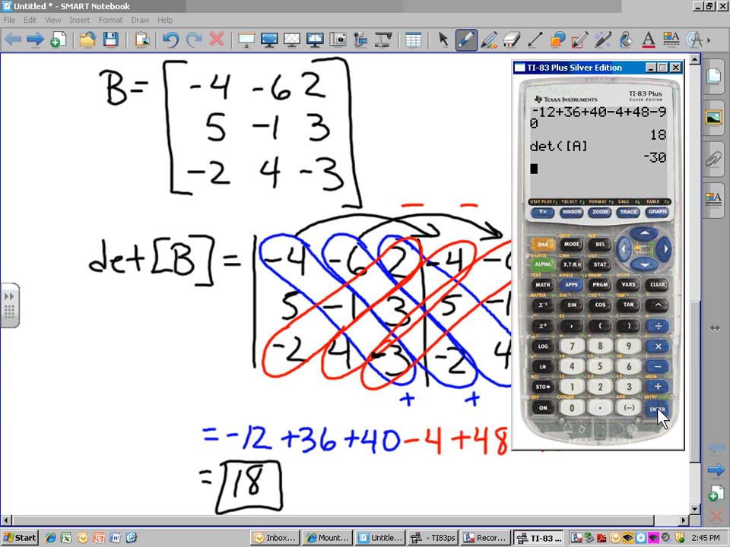And it says negative 30. Oh, that's not right, so I must have typed in something wrong. So let's see if we can find our mistake here. Matrix A, negative 4, negative 6, 2, 5, well, there it is. Right there. I had a negative 4 instead of a negative 1. That's why we always check to make sure we put in the matrix right. Let's try that again. Determinant of A, there it is, 18. Very good.